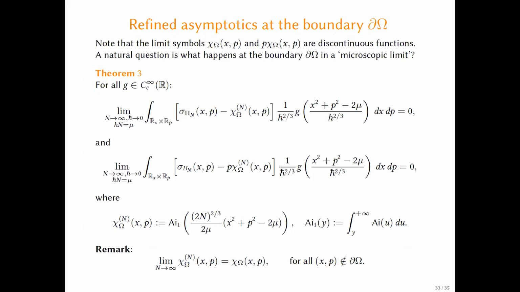Okay, so we want to really understand what happens from the mathematical point of view to the limit. A natural question is to say, okay, we have a limit that is discontinuous at the boundary, but maybe there is a sort of refined asymptotic approximation of this characteristic function near the boundary, namely microscopically near the boundary, that maybe can help us to understand the dynamics.